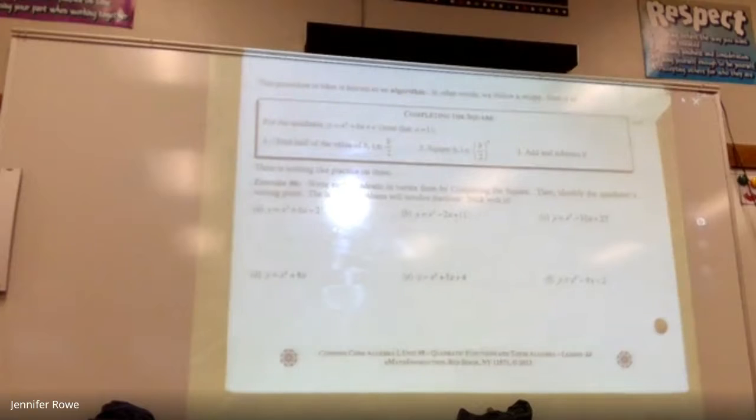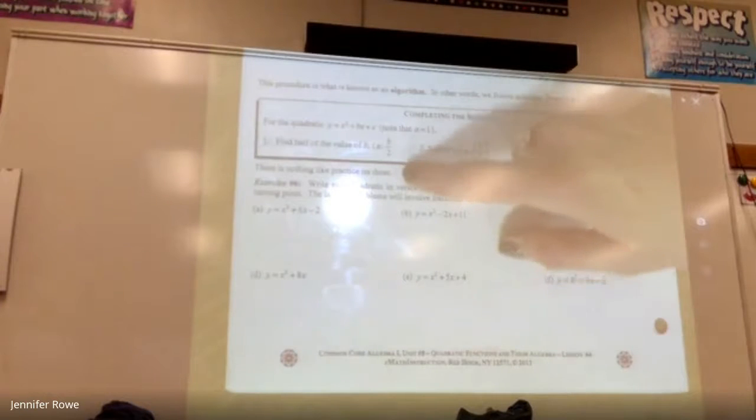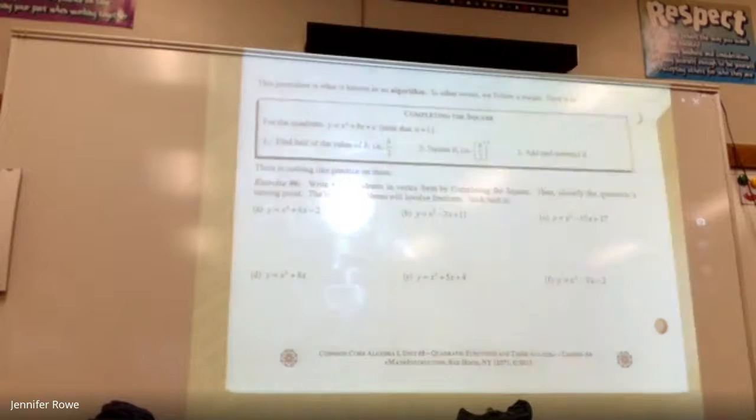This is the best sentence on the whole thing. There is nothing like practice. That's the worst sentence. No, that's the best sentence. That means we actually have to.